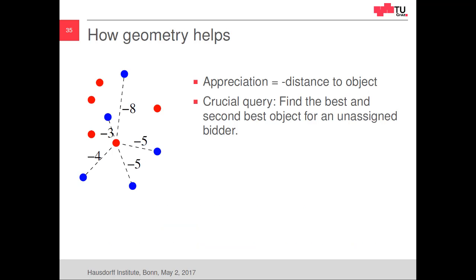Now, I did not talk about geometry at all so far, right? Everything I said applies to general graphs. So how does geometry help here? So when we look at the geometric picture, of course, the appreciation is just minus the distance to the object, and the minus because of the maximizing, minimizing issue. And the crucial thing we have to do in the auction is we have to find the best valued object and the second best valued object for a bidder. And this you can phrase as a weighted nearest neighbor query. Remember, these objects are weighted by the price, and we want to find the best and the second best, which is determined by the distance and the price.